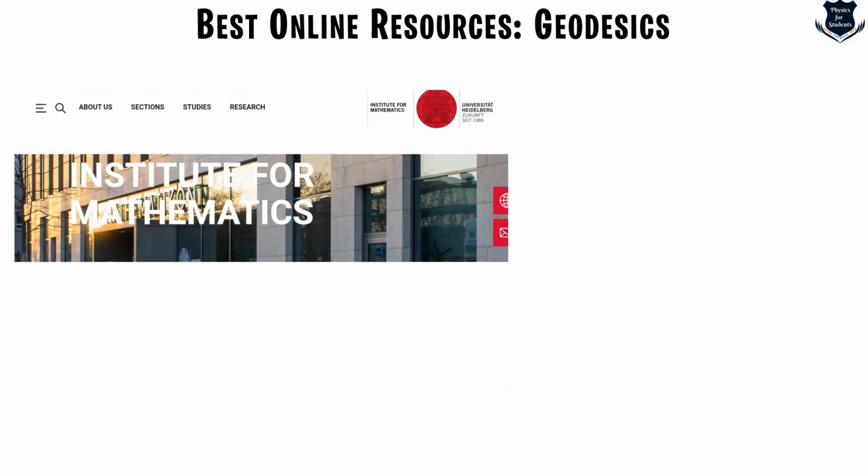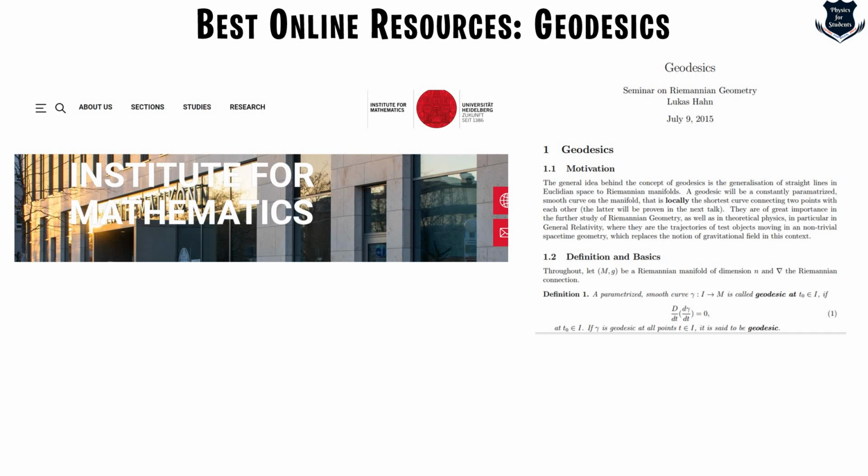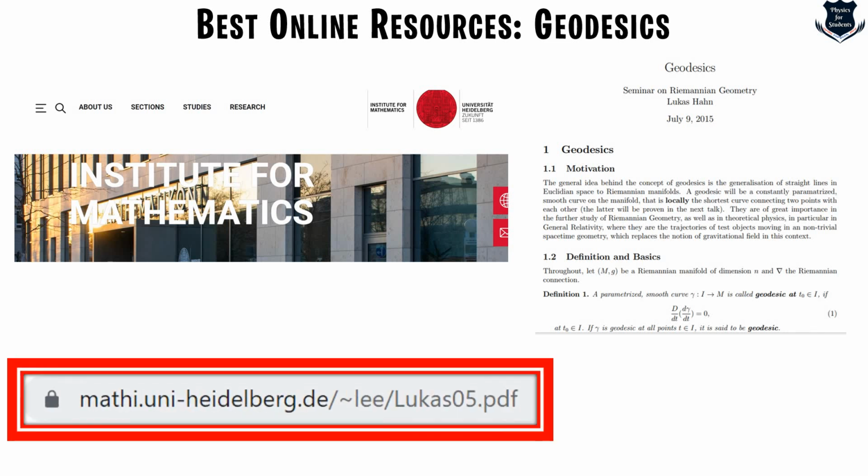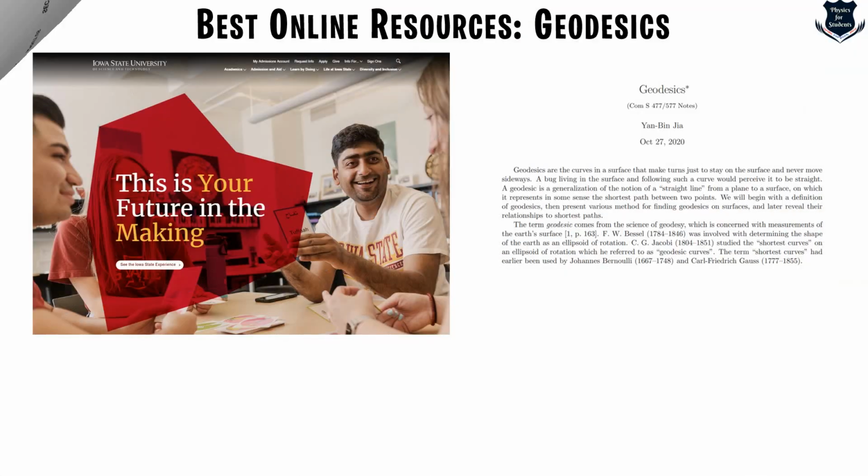The next comes the Institute of Mathematics of Heidelberg, and this is a book on geodesics, obviously related to Riemannian geometry. This is also a very easy, quite understandable book, and it doesn't contain much other mathematics. It just starts with the motivation, the definition, and you can download this from this website.